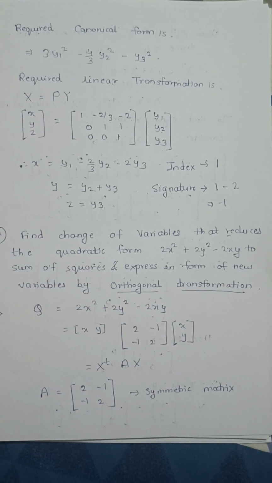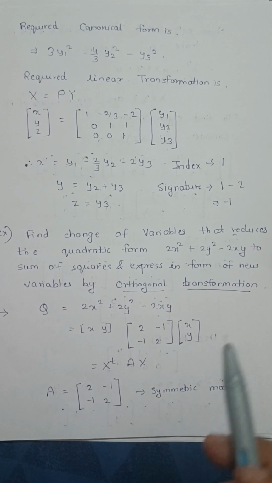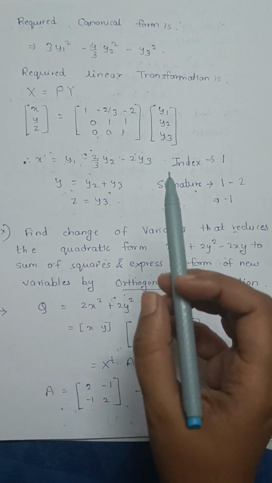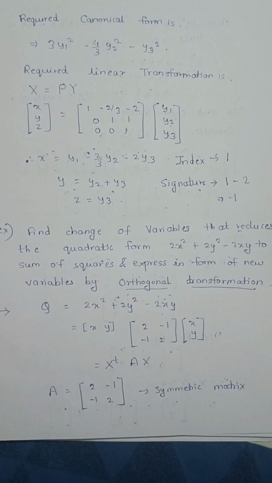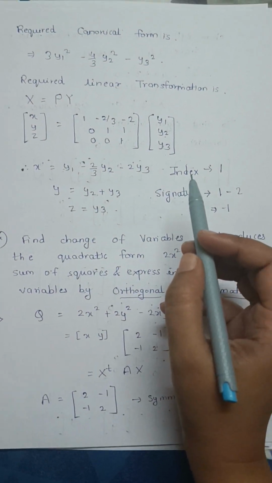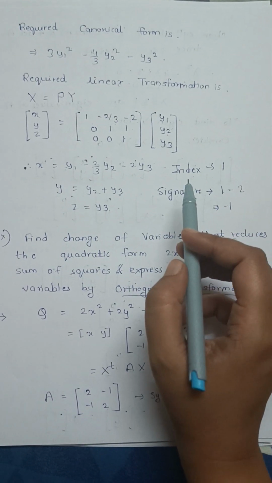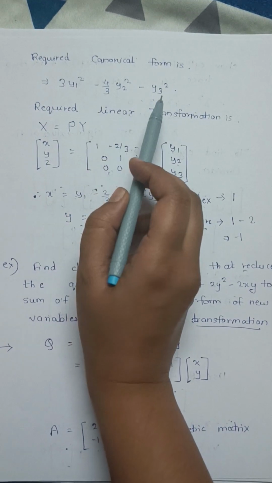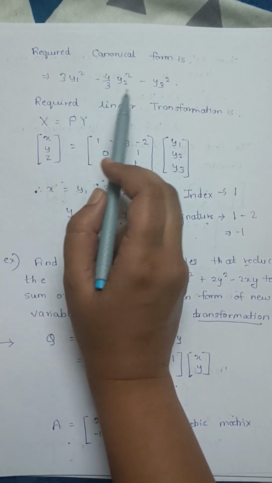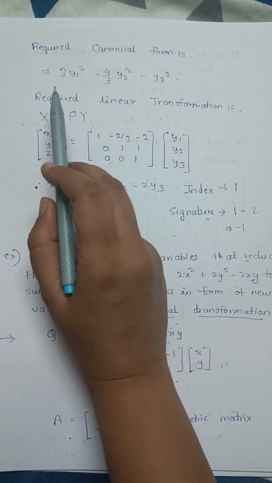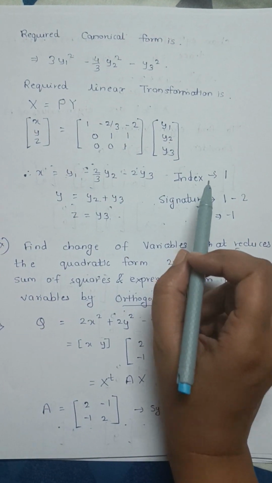We have already seen how to convert the quadratic form into canonical form. If in the question index and signature is asked, what is index? It is the number of positive eigenvalues. In this case, index is the number of positive terms present in the canonical form. How many positive terms are present in the canonical form? 1. So index will be 1.